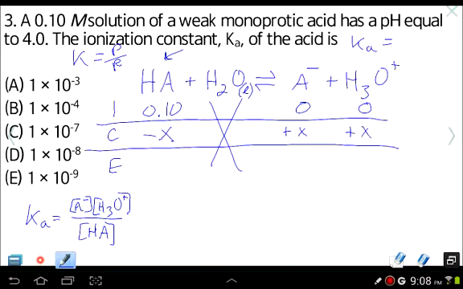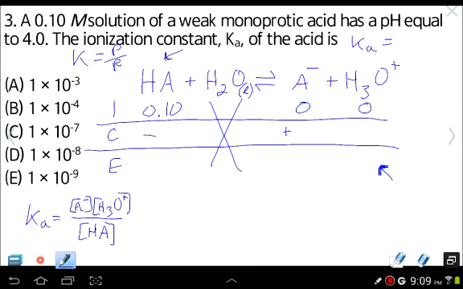Now here we're actually given H3O+. We're actually given this value. So we don't even have to use X's. We actually know what X is. Because we know what X is, why don't we just go from there? So we're actually going to find out what X is.